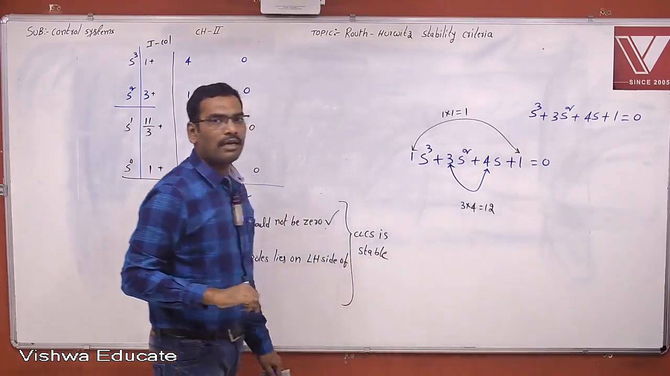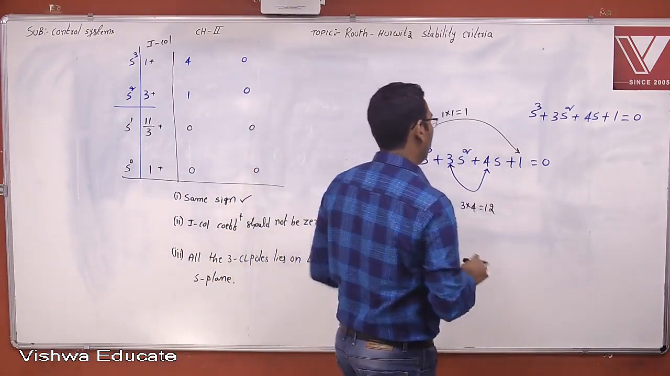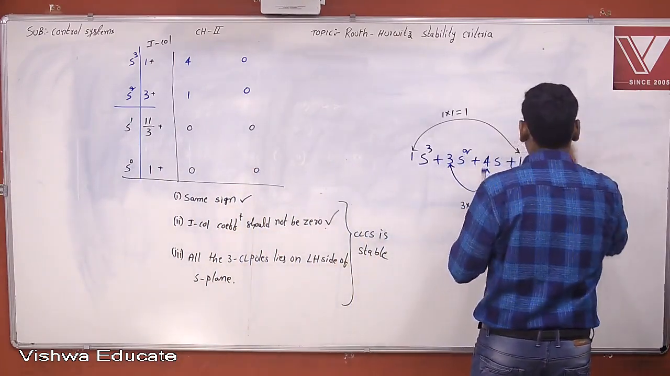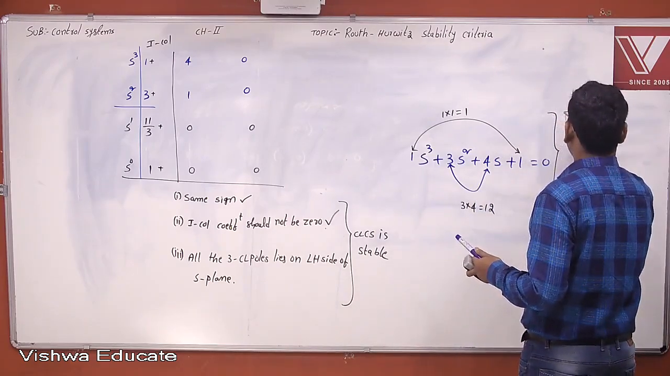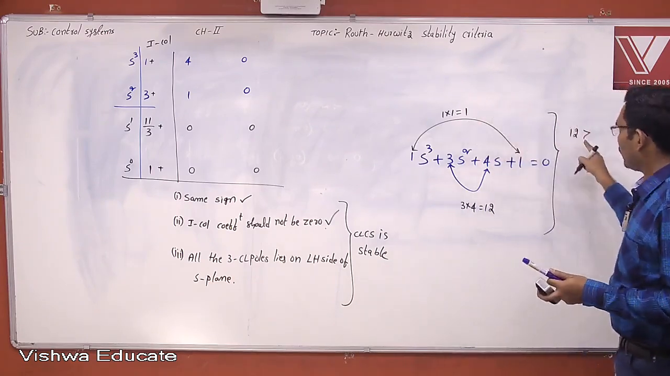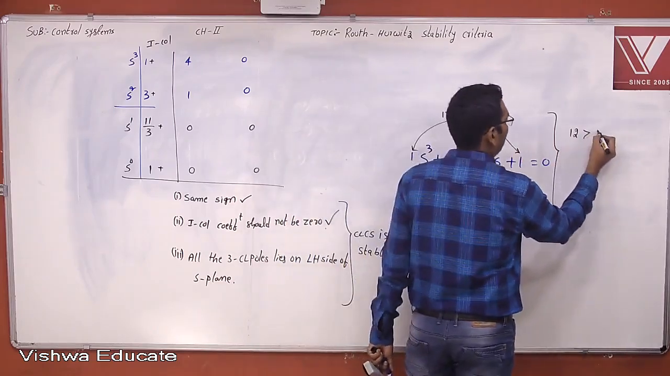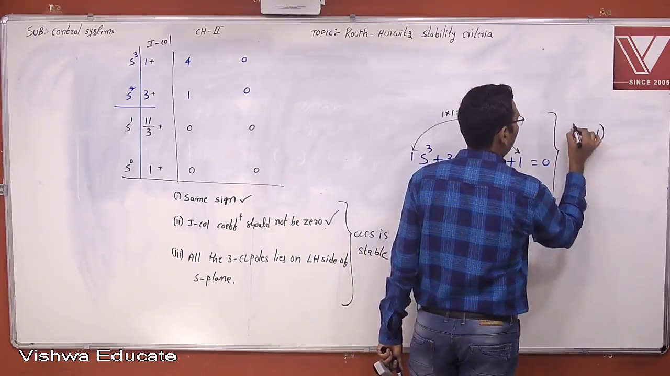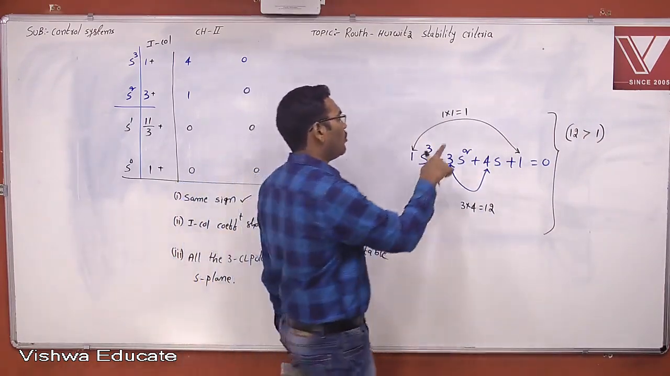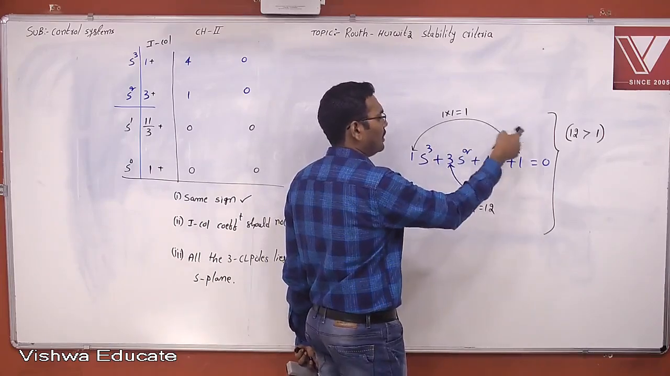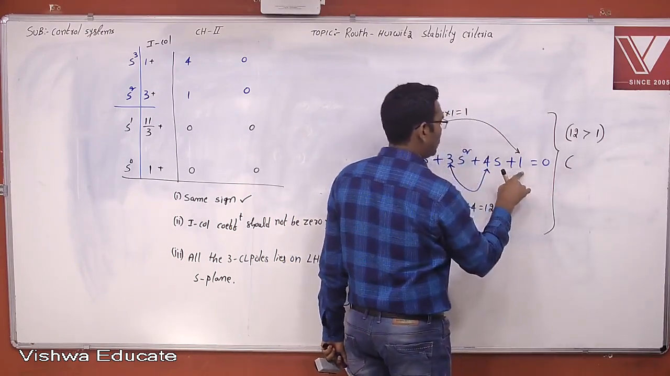Now the internal coefficient product is 12 and the external coefficient product is 1. If the internal coefficient product is greater than the external coefficient product, the closed loop control system is stable. The internal coefficient product is greater than the external coefficient product, which is satisfied. And lastly, the constant. What is the constant? The constant is 1.